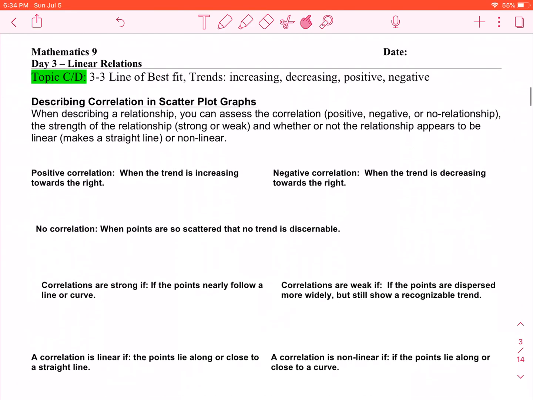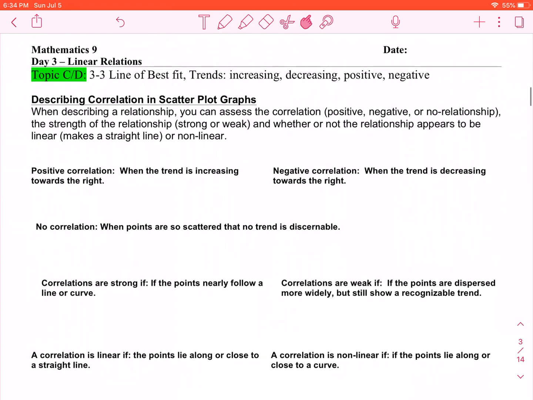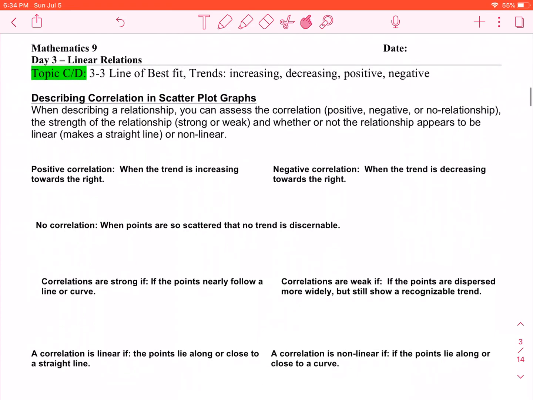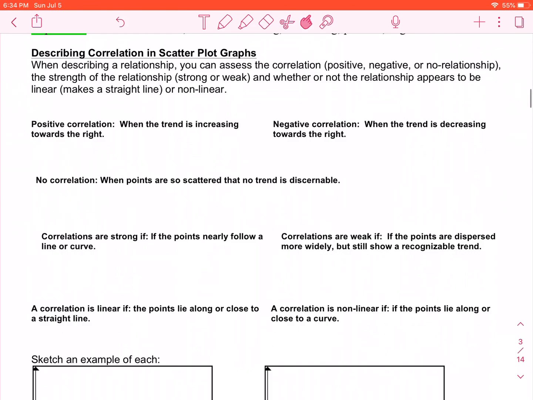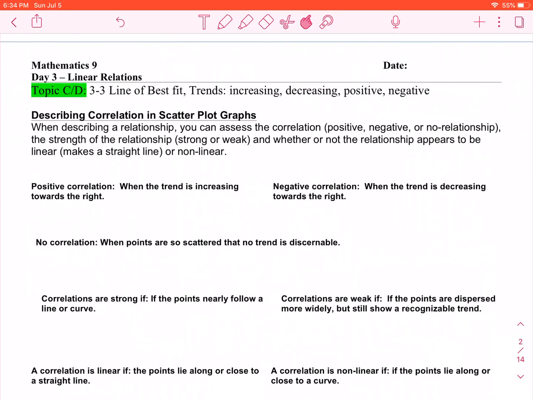So topics C and D: line of best fit, trends, increasing, and so forth. Okay, so I have some notes here. The notes say when describing a relationship, you can assess the correlation. So we're going to look and see if our scatter plots are positive, negative, or no relationship. We're going to determine its strength. So they're strong or weak.